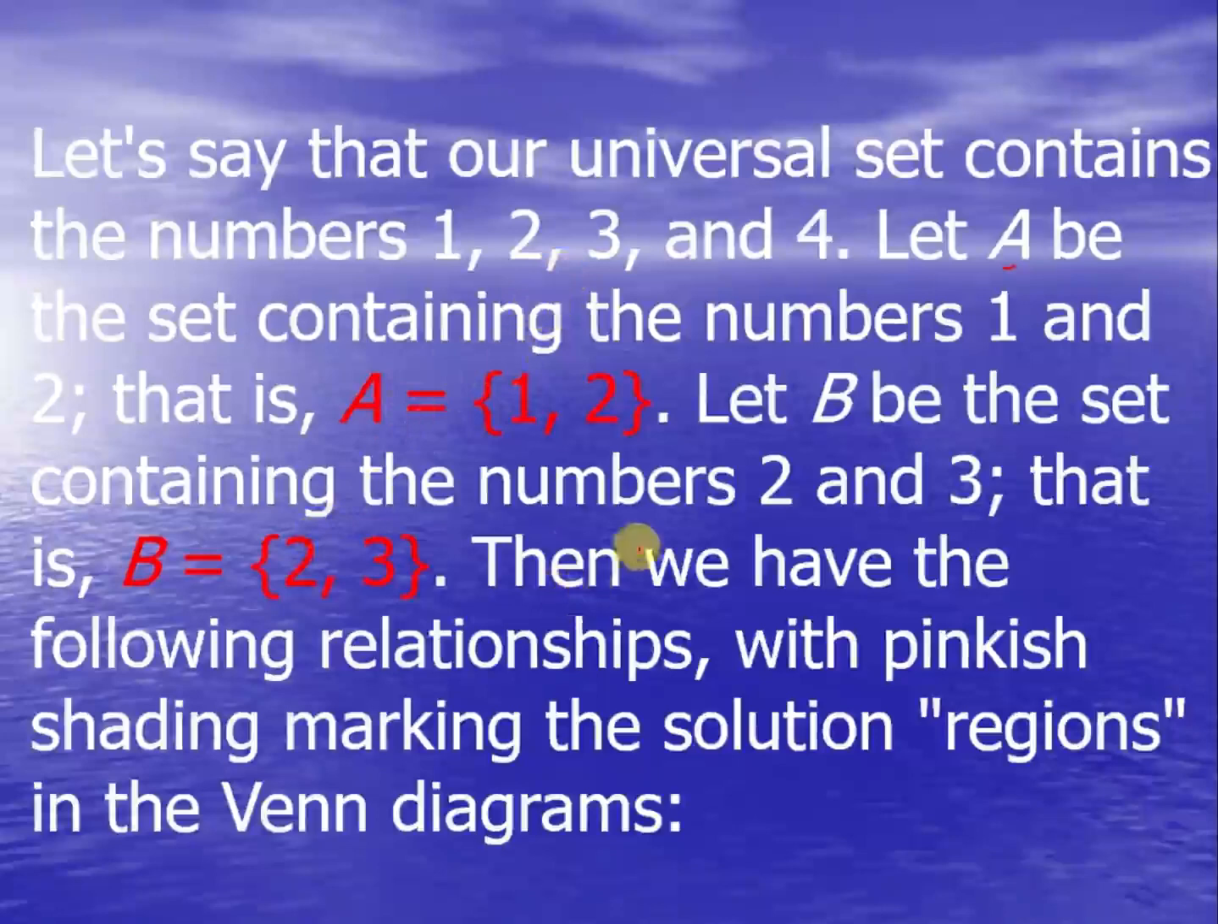Now then, we have the following relationship with pinkish shading. We are putting some shading on it so that you get to understand it more. We want to get the relationship that exists between these two sets. That's why we said that the Venn diagram seeks to explain the relationship that exists between two things, or sets of groups. So we want the relationship between sets A and B with regard to what? The universal set. The shading marks the solution regions in the Venn diagram. What we have shaded is the solution to the Venn diagram.